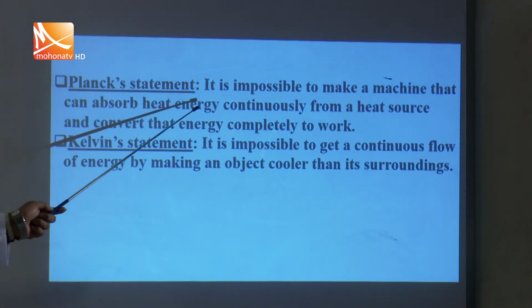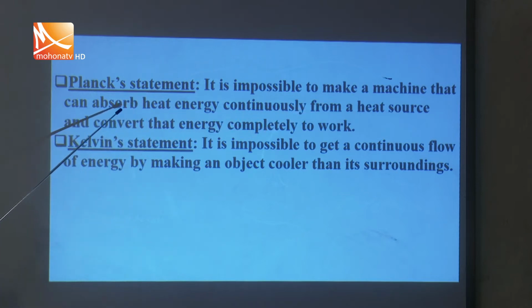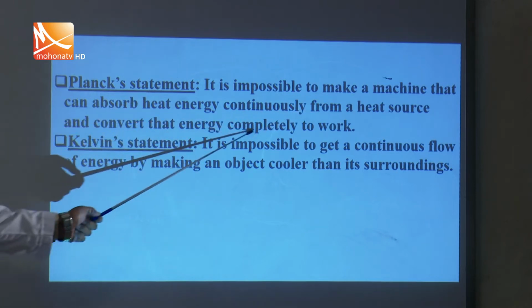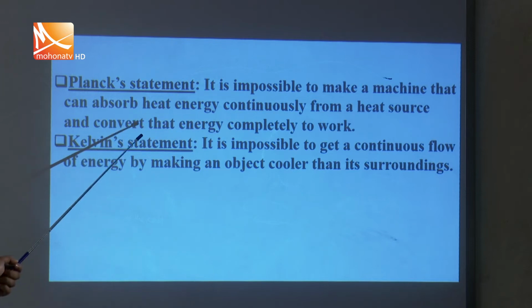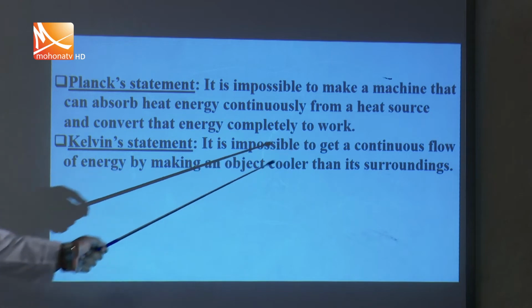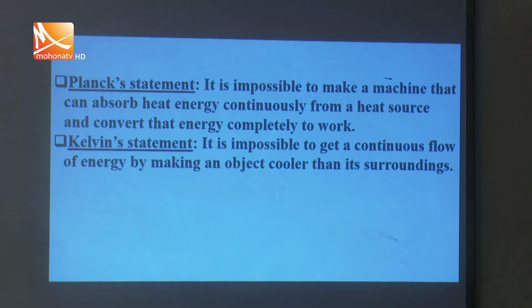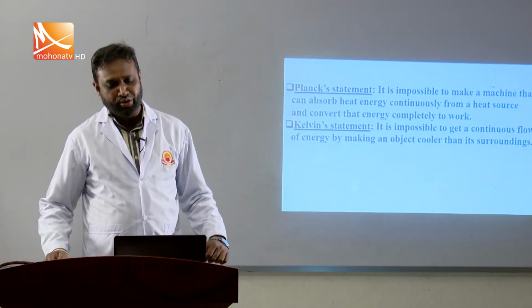Now, Planck's statement: it is impossible to make a machine that can absorb heat energy continuously from a heat source and convert the energy completely to work. Now, Kelvin's statement: it is impossible to get a continuous flow of energy by making an object cooler than its surroundings.